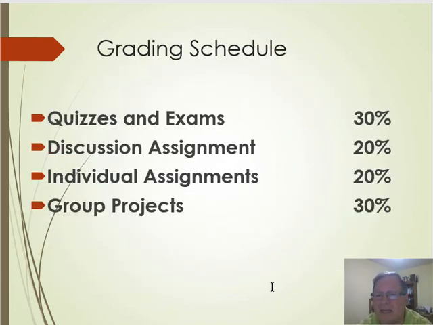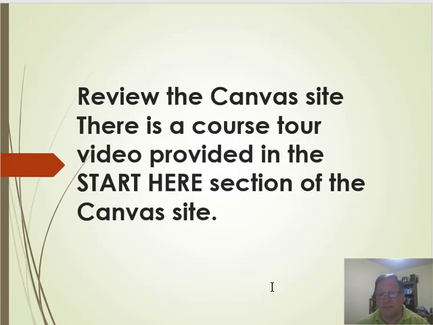As far as grading, the quizzes, exams, and the group projects are 30% each, and discussion and individual assignments are 20% each. We'll actually do a course tour in a separate video to go through the course and talk about the items. You'll find that in the Start Here section of the Canvas site.